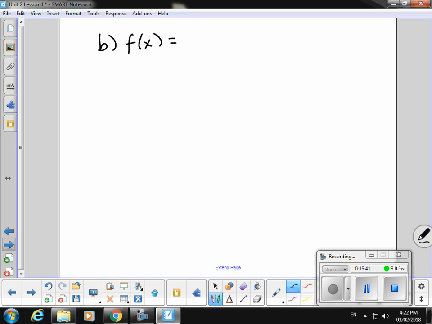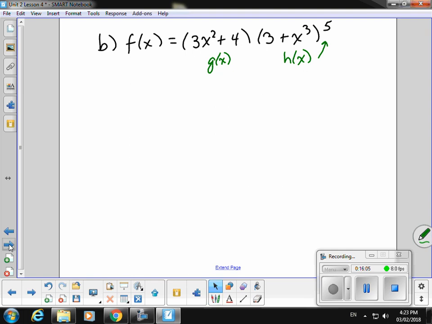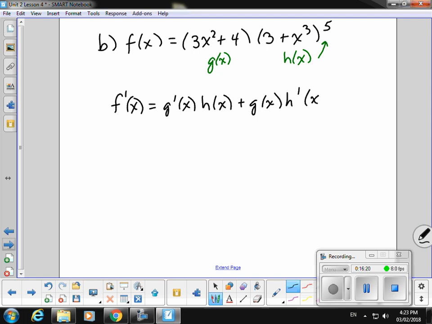F of x equals 3x squared plus 4 times 3 plus x cubed to the power of 5. Here we go. We have both product and power rules involved in this thing as well. I see one function and I see a second function that is itself a power, so we'll have to be careful when we take the derivative. Okay, so my derivative is f prime of x. I'm going to write the rule out again. It's the derivative of the first times the second plus the first derivative of the second.